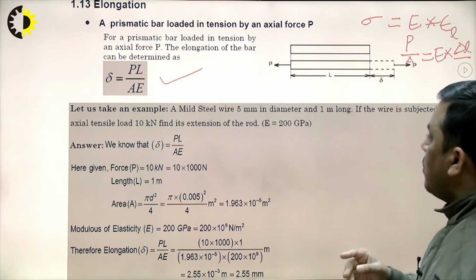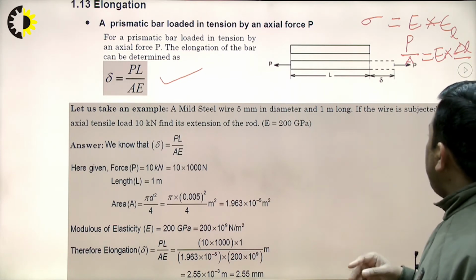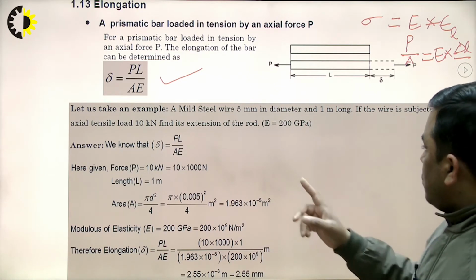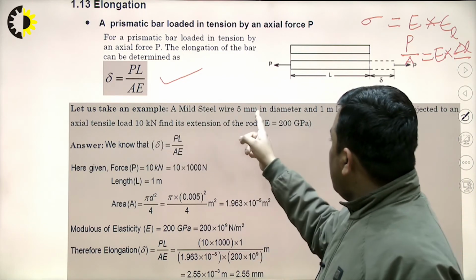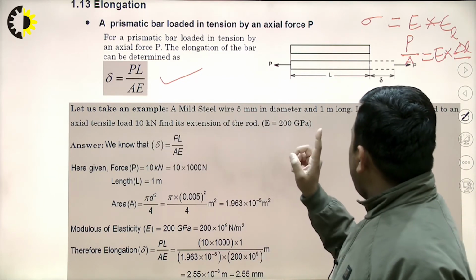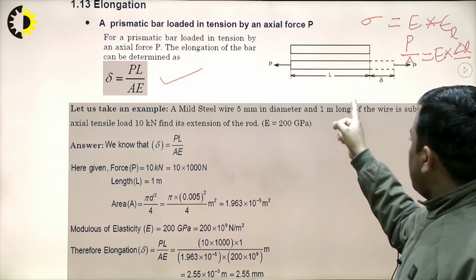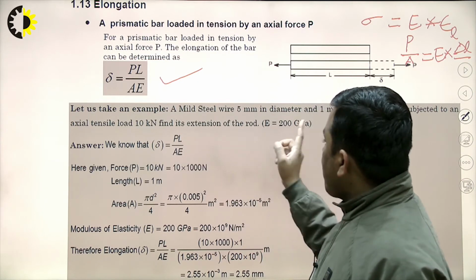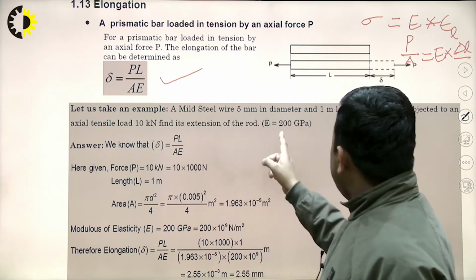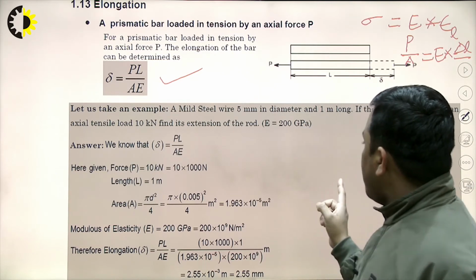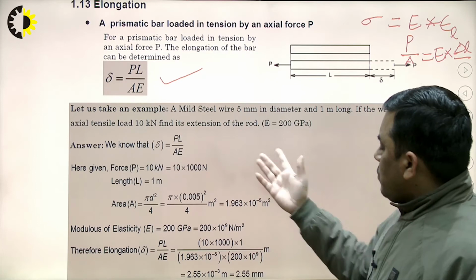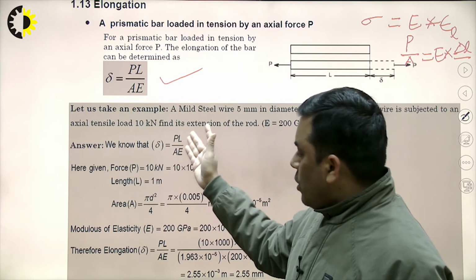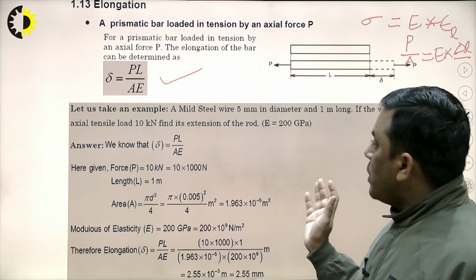A mild steel wire of 5 mm in diameter and 1 meter long is subjected to an axial tensile load of 10 kilonewton. So the load is given, 10 kilonewton, the diameter is given, 5 mm, and the length L is given. A is available in terms of pi by 4 d square, P is 10 kilonewton, E is 200 gigapascal, so I can write 200 into 10 to the power 9. So all the things are available to us: P, L, A, E. By putting all these, we can calculate the change in length, the elongation in the bar.